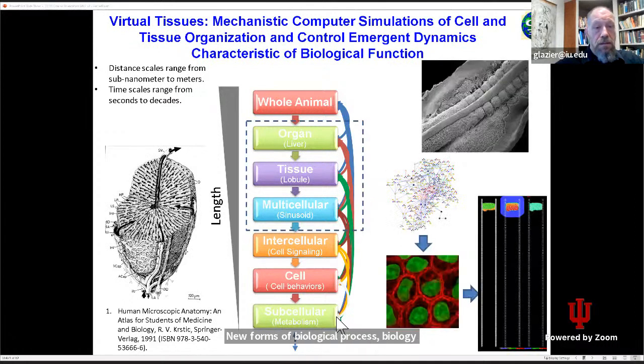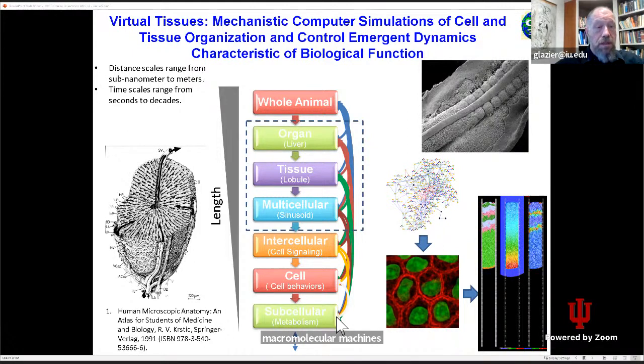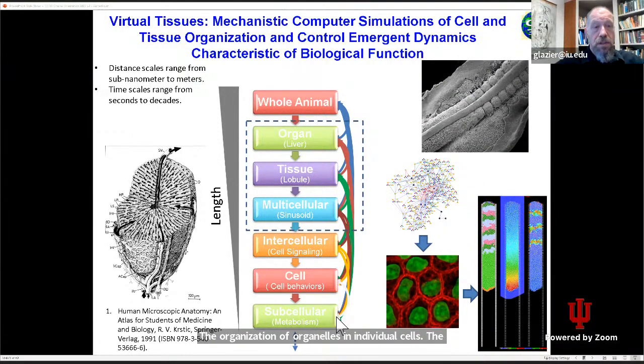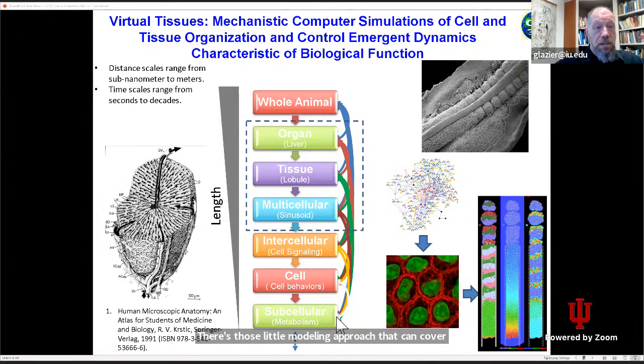Biology is intrinsically very multi-scaled. There are important biological processes happening at the level of single atoms and simple molecules through macromolecular machines, the organization of organelles in individual cells, the organization of cells into tissues, tissues into organs, and of course, organs together into whole organisms. There's no single modeling approach that can cover all of those scales. There isn't even any way to combine all of those scales in a single multi-scale approach.